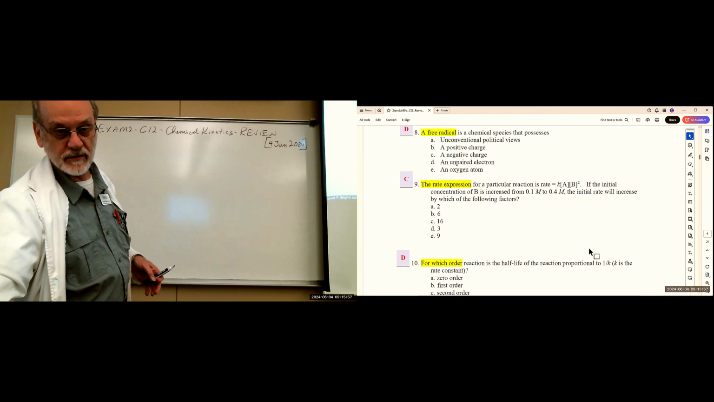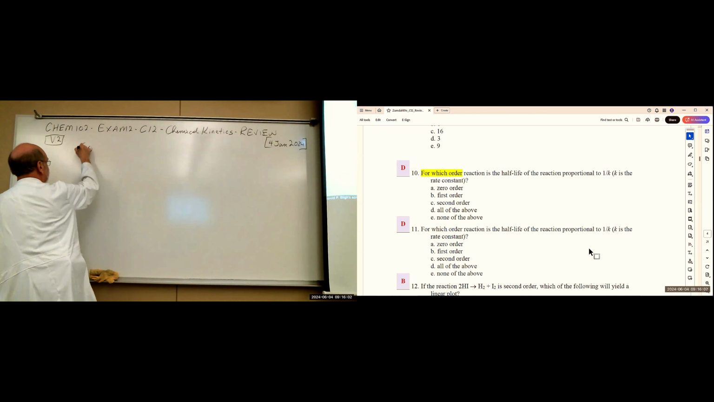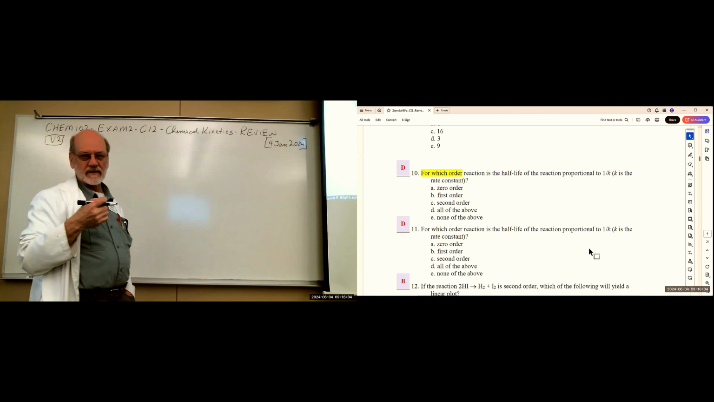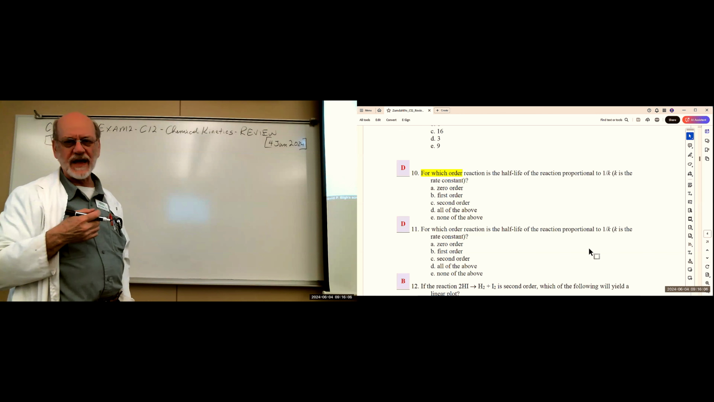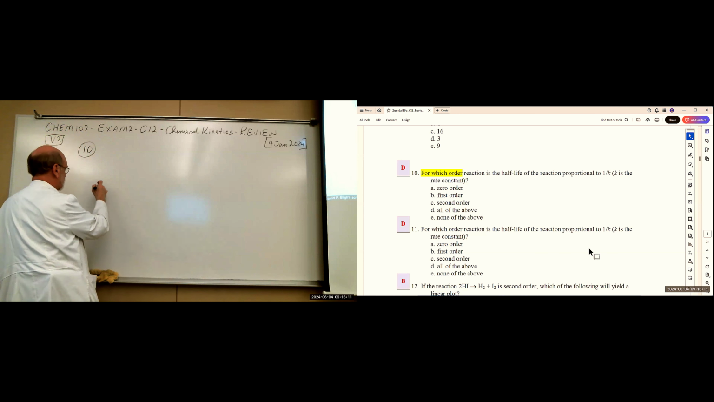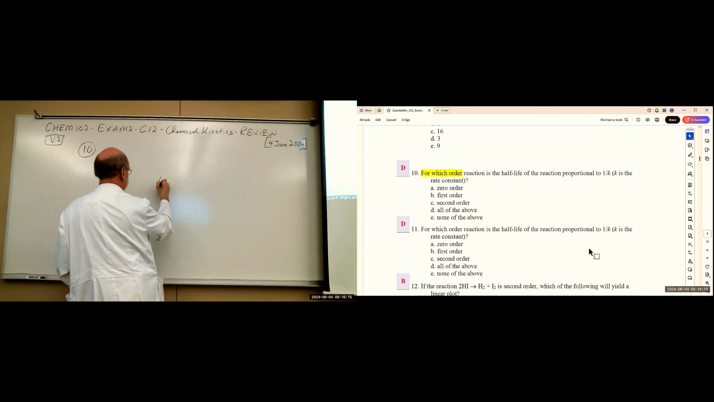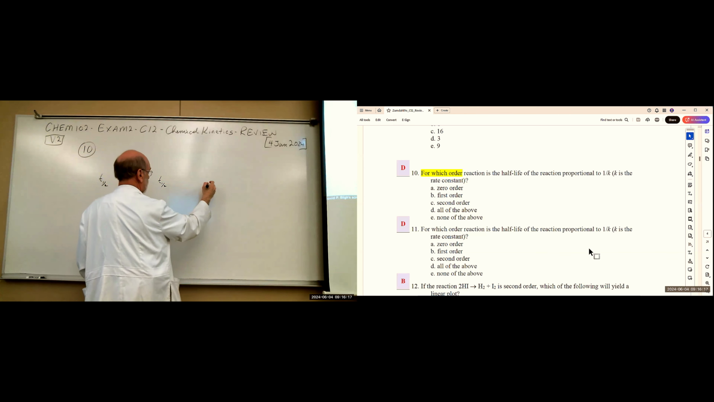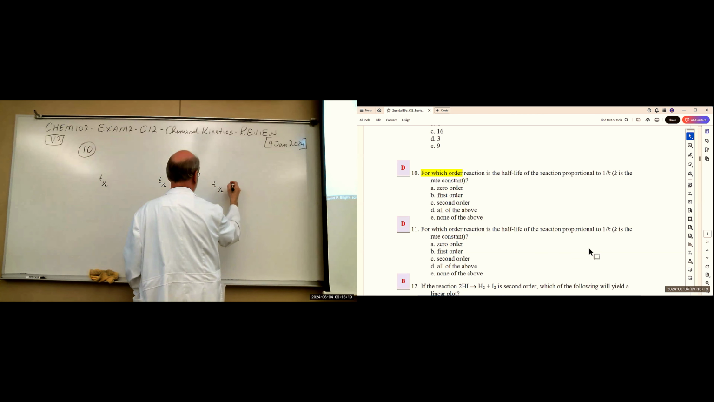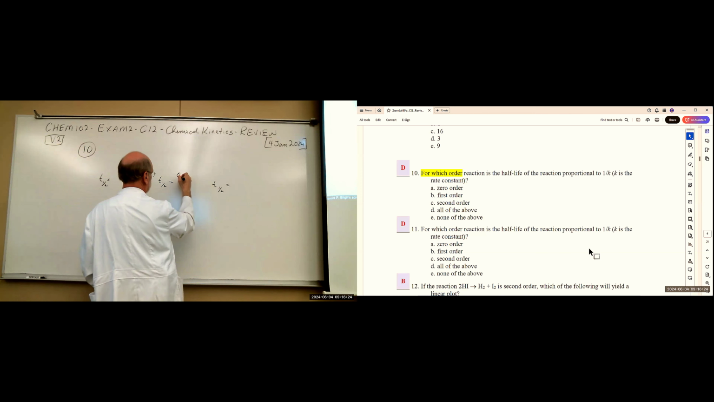It's 9. Let's scroll it a little bit and get 10. All right. For which order reaction is the half-life of the reaction proportional to 1 over K? All right. So we got zero order, half-life. I don't know if I can remember all of them. The expression, I know this one. 0.693 divided by 2K, I think.